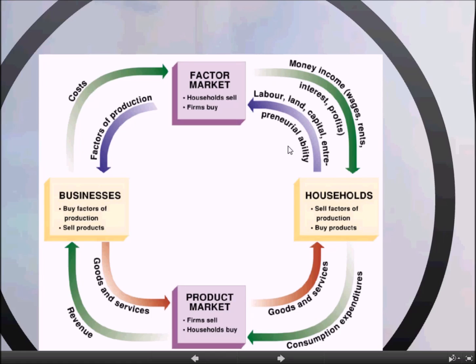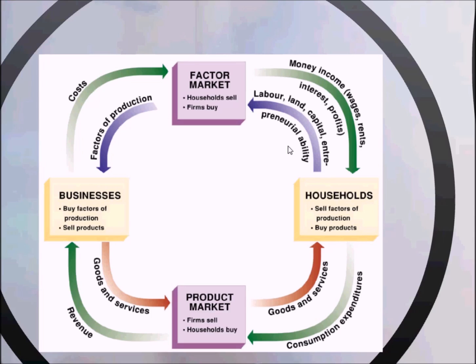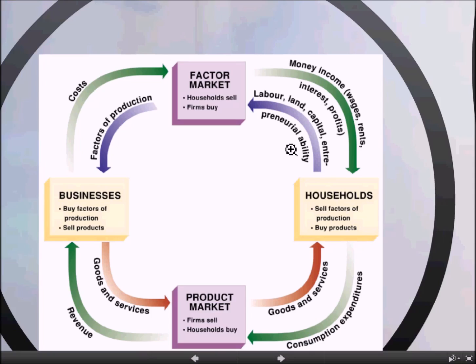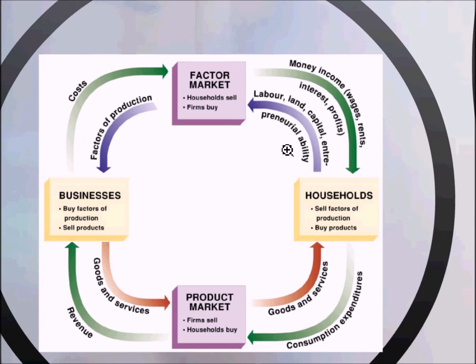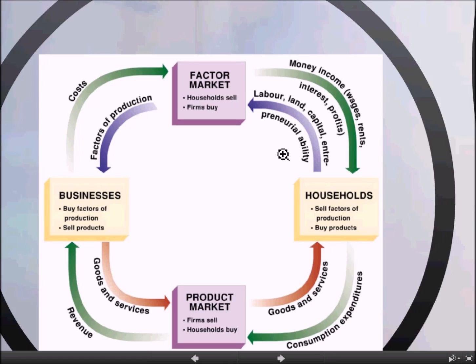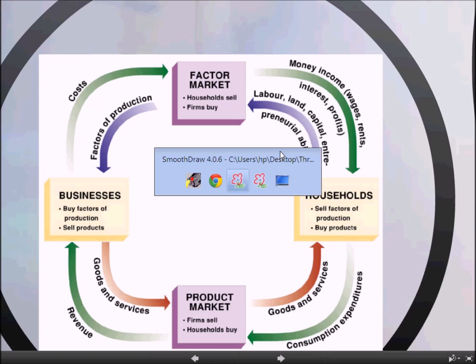Now this equality basically results from the fact that factor payments are equal to household incomes, and since households spend their total income on consumer goods and services, household expenditure is equal to the total receipts of the firm, which equals the value of the output. Now this might be a bit confusing, so let me show it to you.